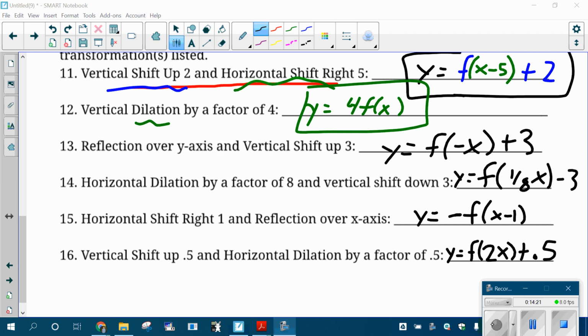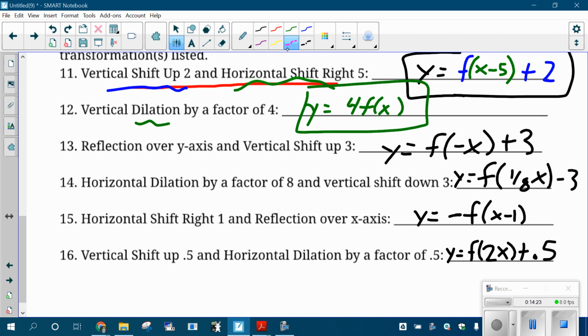Okay, here's what I got here. A couple things that are a little tricky for people. For the reflection, it's a reflection over the y-axis. Think about it: if it's reflecting over the y-axis, that's a horizontal flip. You're flipping like that, meaning it should be a negative on the inside of the parentheses. Okay, so that's why I have that negative in there. Then a vertical shift up 3 is +3.